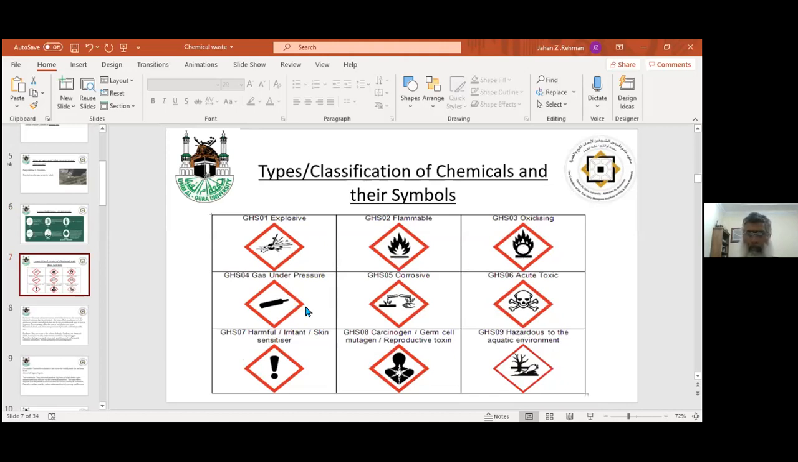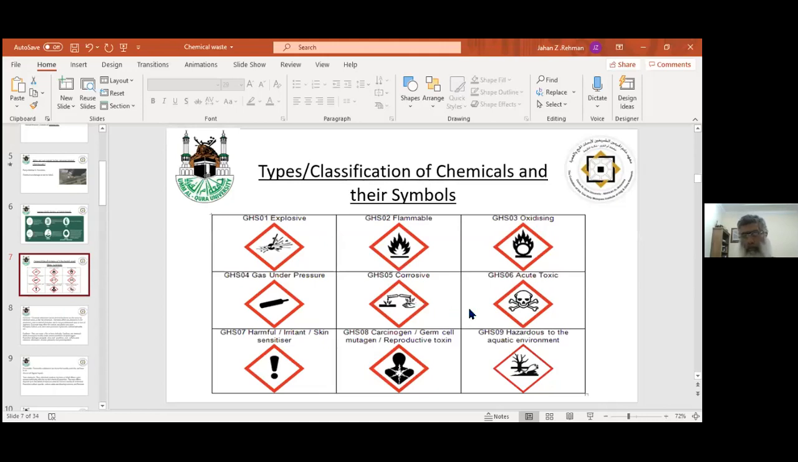Gas under pressure. This is the symbol for gas under pressure. Whenever you have a cylinder, there is a gas. There is no logic to having an empty cylinder in the lab. So if the cylinder is in the lab, it is supposed to be filled with high pressure gas. You have to take care about it, because if the cylinder explodes, it produces a lot of mess.